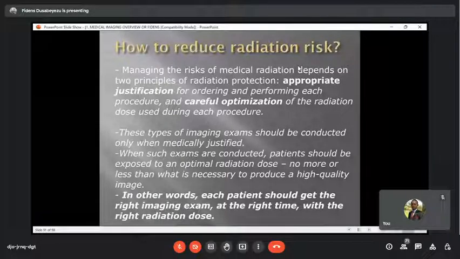From here, what I can say is this: each patient should get the right imaging exam at the right time with the right radiation dose.